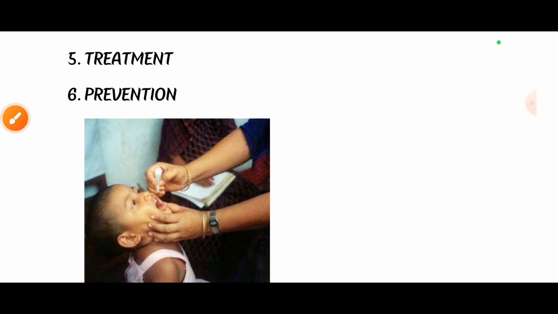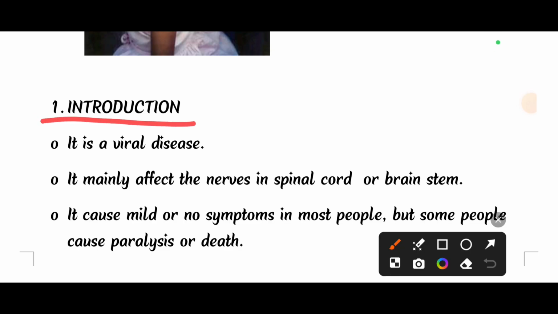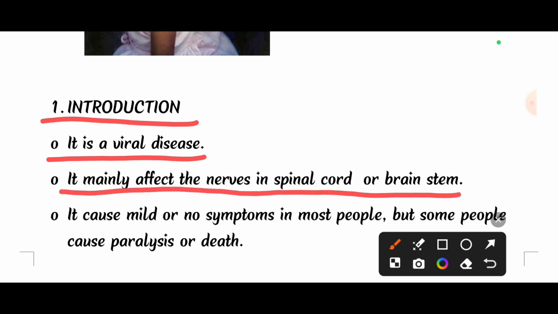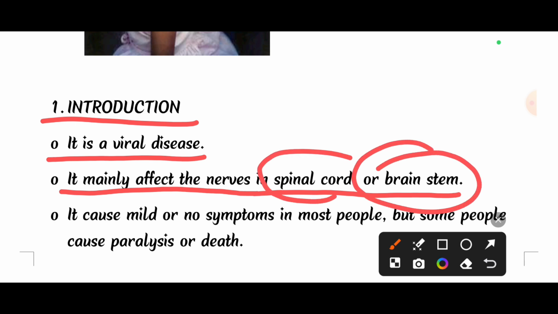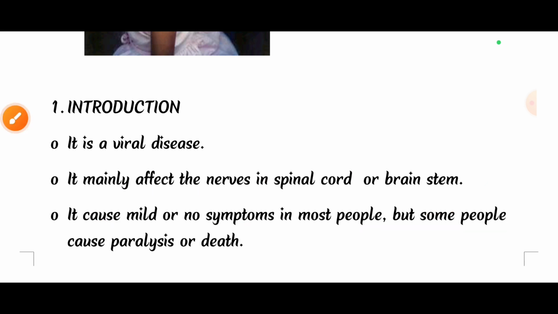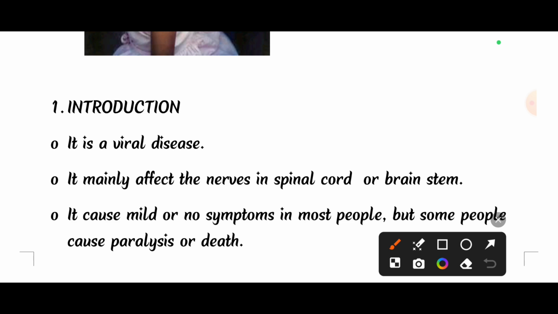Okay, first of all, we talk about the introduction. It is a viral disease, a viral infection. It mainly affects the nervous system, the spinal cord and brainstem. It only affects the nerves of the spinal cord and brainstem. It causes no or mild symptoms in most people, but in some cases it causes paralysis or death.